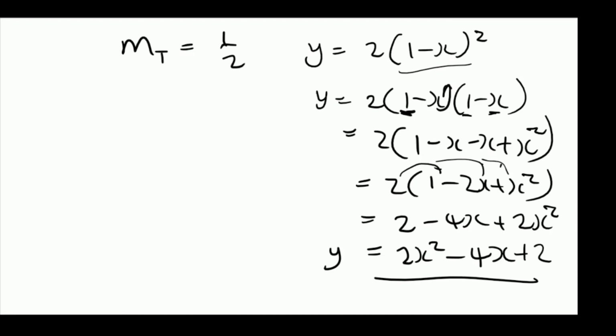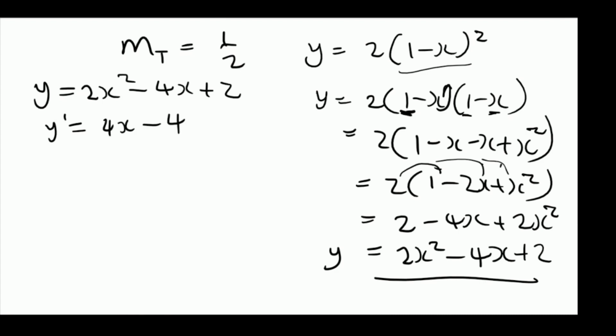Normally when you find the gradient of a tangent, you need to differentiate your equation of 2x squared minus 4x plus 2. So the first derivative of your function is actually going to give you the gradient of your tangent, but we're looking for the coordinates here. So we first differentiate, we're going to have 4x minus 4, right? And we found the gradient of the tangent being 1 over 2. So we're going to substitute it at y prime. So it's going to be 1 over 2 equals 4x minus 4.